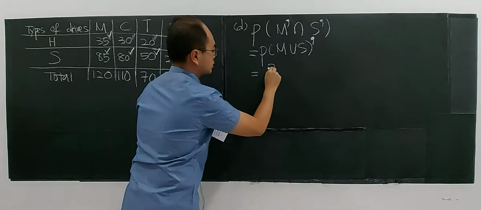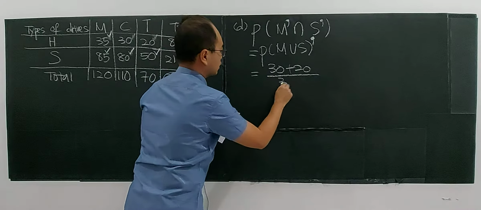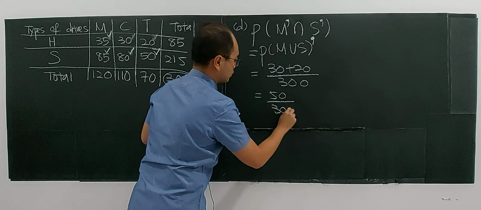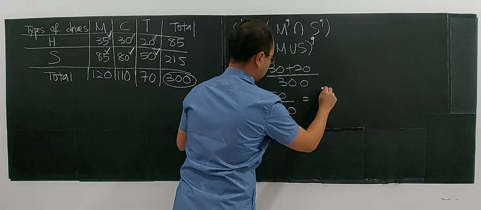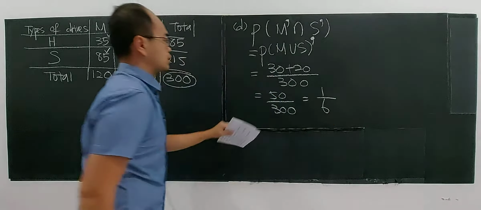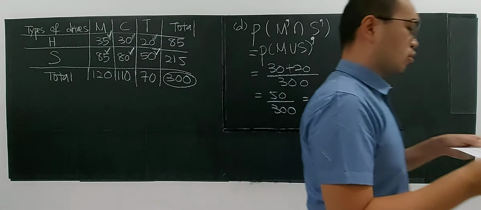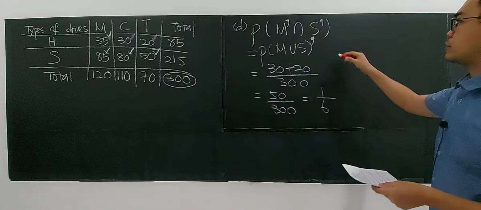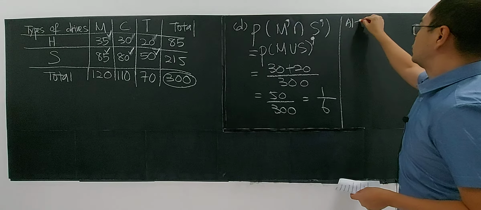So we have to take 30 plus 20 over 300, which is 50 over 300, and we have 1 over 6. So this is the way we solve this problem. Or you can use the formula, right? Some of you may use the probability another way, or alternative 2.